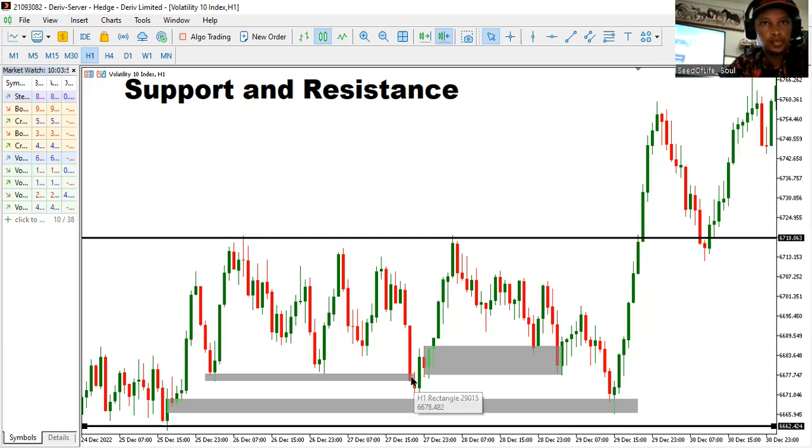Nevertheless, the price did a fake out. It went to the demand. Now the price will go back to the resistance. This is where you're supposed to sell, right? Good. Now the price dropped. As it was going down, it gave us a drop base drop.